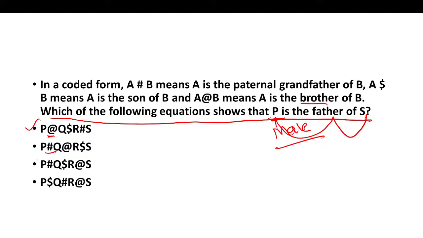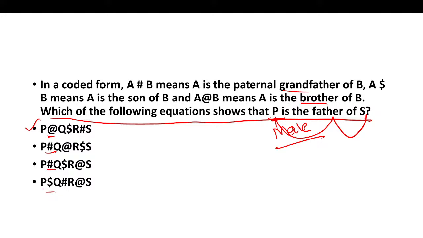Option 2, hash is there. Hash indicates what? Paternal grandfather. Grandfather is also male. We also want male. Hold it. And last one is what? Dollar. Dollar indicates what? Son. Son is also male. Hold it. So we cannot say by using gender elimination.